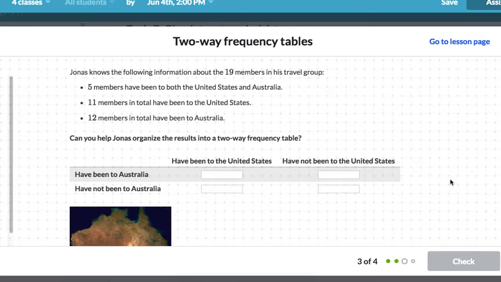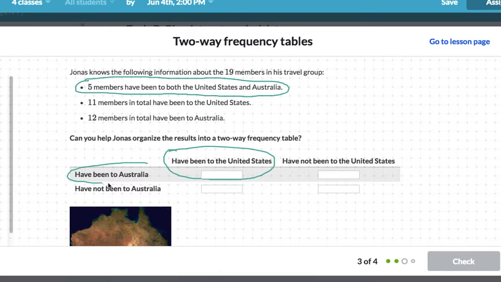All right, so here's back to reorganizing again, what we've looked at before. We've got data here: people who've been to Australia, who've been to the United States, and who has not been to Australia and who has not been to the United States as well. 19 total. Look for your intersection first. 5 members have been to the United States and have been to Australia. We're looking at this part right here. So that's 5.